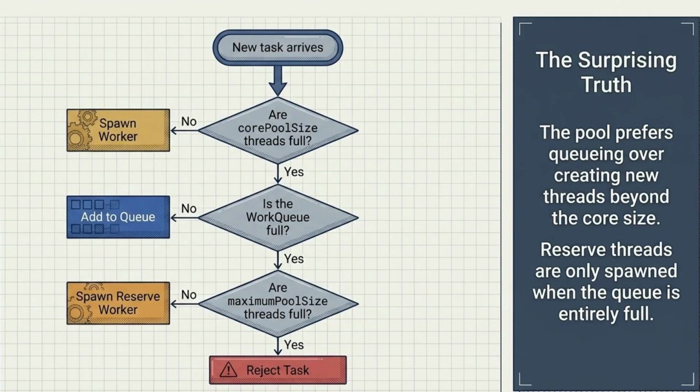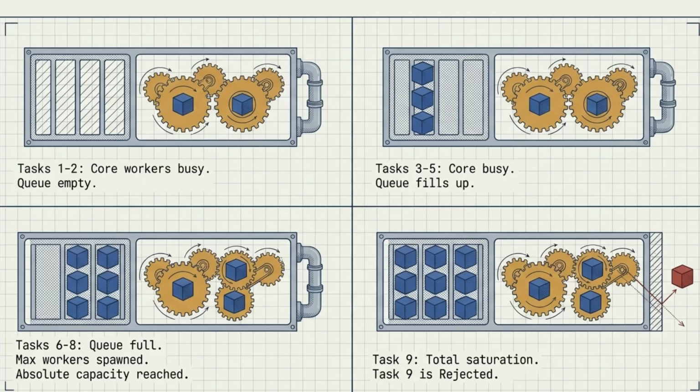Right. So tasks 1 and 2 arrive. As we just established, our 2 core workers spin up and handle them immediately. The core is now completely full. Exactly. But the traffic is still accelerating. Task 3 hits the system. Both core workers are busy. So what does this mean for task 3?